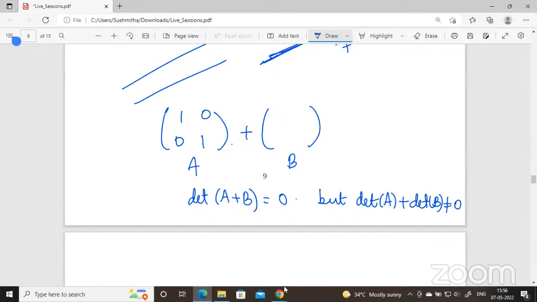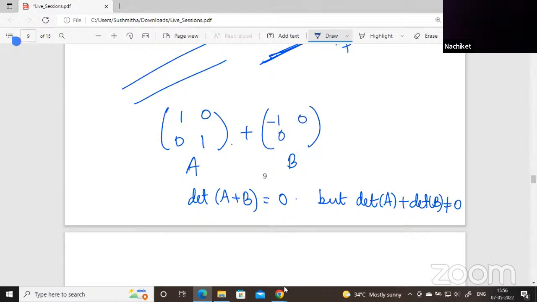Ma'am, could you please introduce the basics of determinants before we take questions so that we're clear on this? Okay. We'll discuss determinants in the next session, both the lectures on determinants. Yeah. Thank you, ma'am.